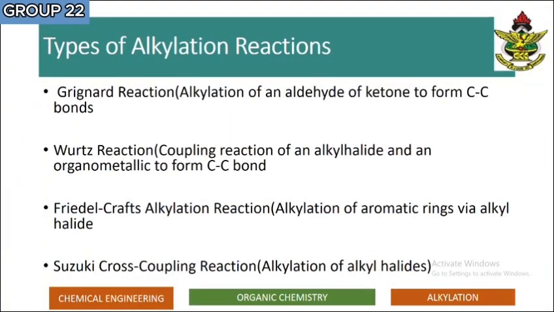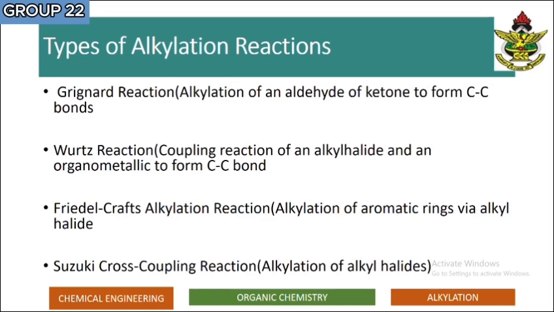And we have a few listed types of alkylation reactions. The first one, which is probably not the most popular, is called the Grignard reaction. And a fun fact is that this reaction was named after a French chemist called François Auguste Victor Grignard, who discovered this reaction in 1900 and was awarded a Nobel Prize in Chemistry in 1912 for this particular discovery.